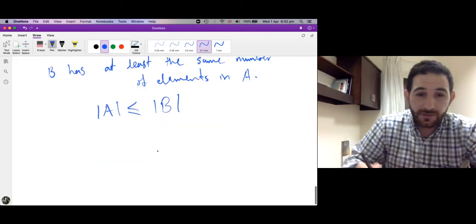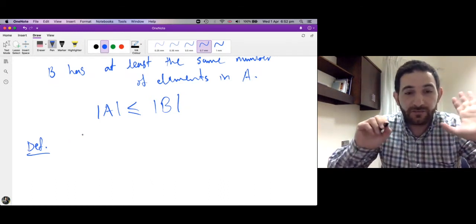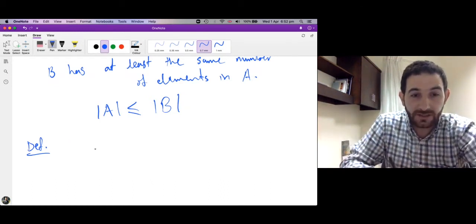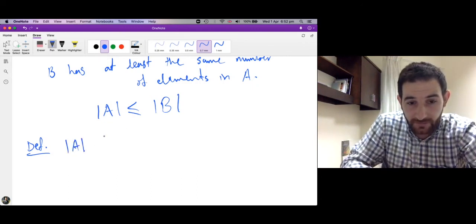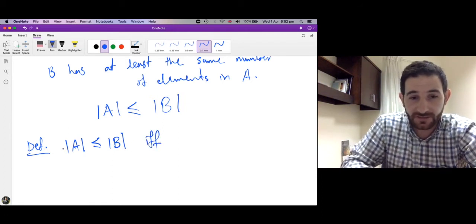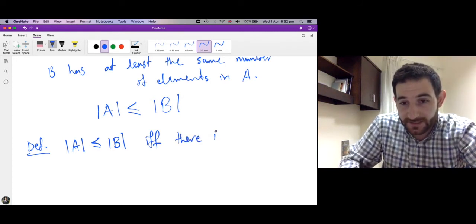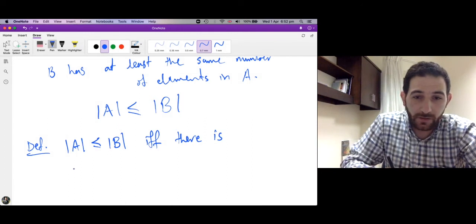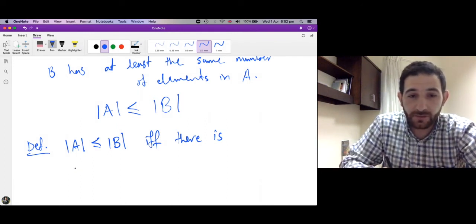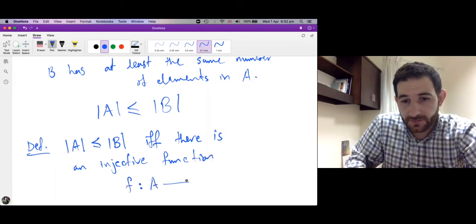Okay, so this motivates the following definition. Let A and B be any sets, infinite or finite. We say that the cardinality of A is less than or equal to the cardinality of B if and only if there is at least one injective function f from A to B.